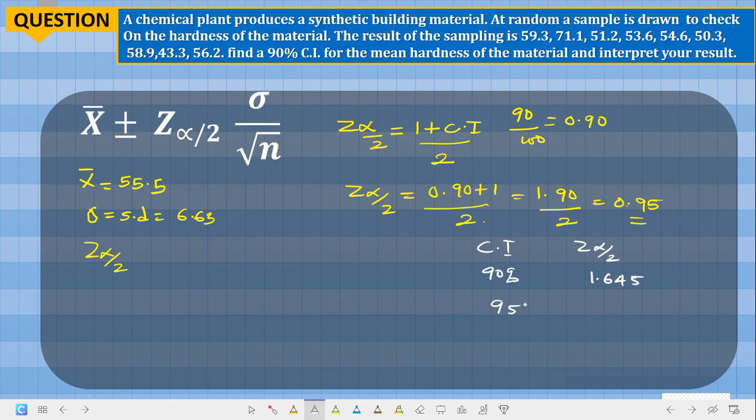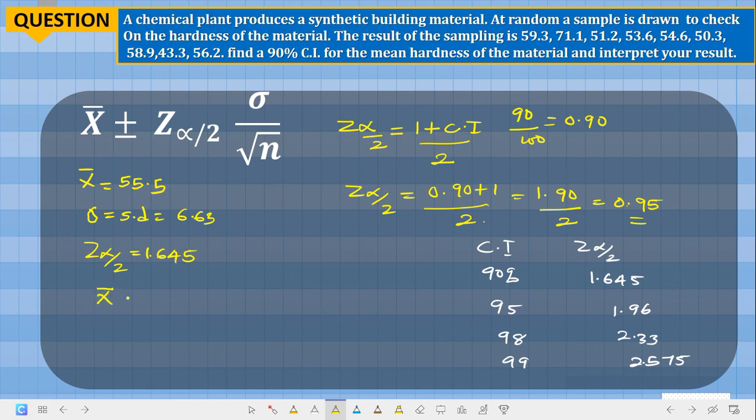For 95%, it is 1.96. For 98%, it is 2.33, and for 99%, it is 2.575. So whichever one you want to use. For instance, if they ask you 90%, instead of going to the table, you just memorize that. You know that for a 90% confidence interval, the Z alpha over 2 is 1.645. Now substituting into this formula, what are we going to have?